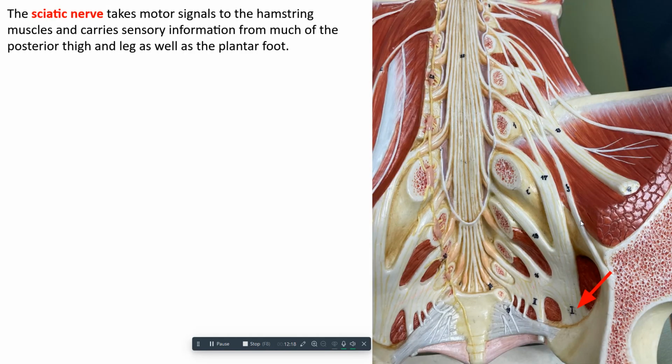We also have a much thicker nerve called the sciatic nerve, which basically goes to the back of the thigh, the leg, and the bottom of the foot. So the sciatic is the thick one, and then the skinny one is the obturator.